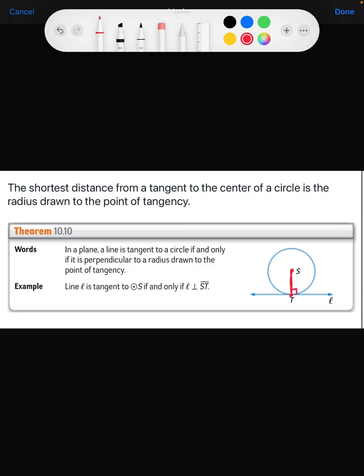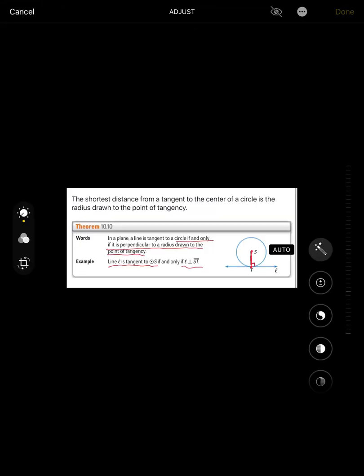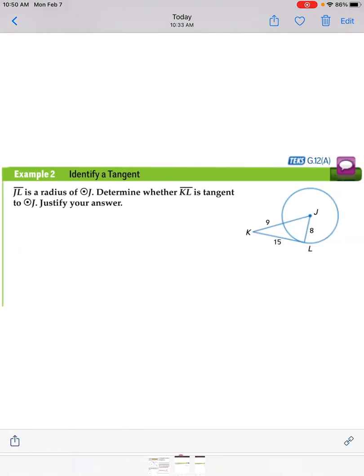In a plane, a line is tangent to a circle if and only if it is perpendicular to a radius drawn to the point of tangency. So line L is tangent to circle S if L is perpendicular to ST. And if it goes both ways, if L is perpendicular to ST, then we can say that line L is tangent to circle S. Let's take a look at a couple examples here.